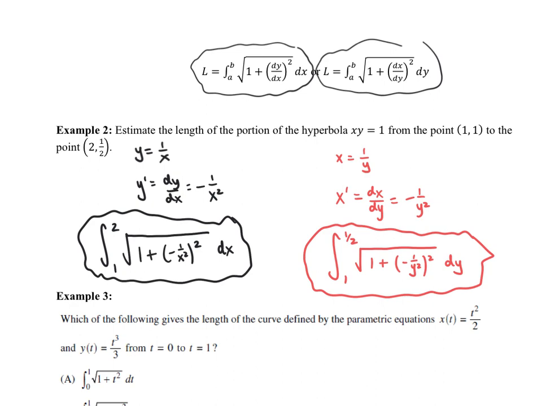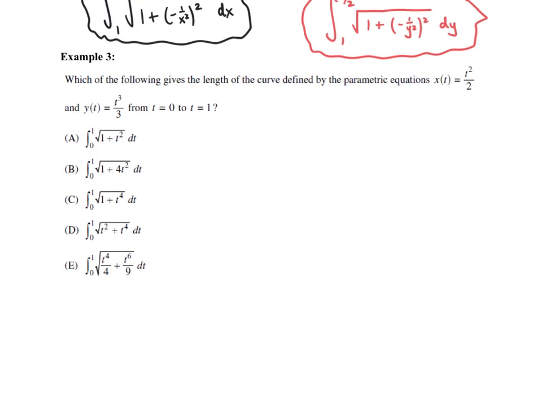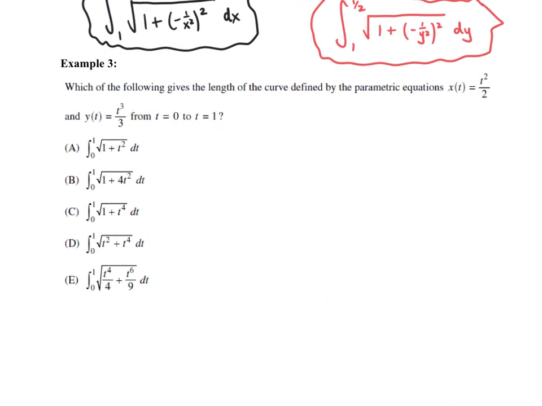Let's move on to example 3. So it says, which of the following gives the length of the curve? So that's the same thing. This little statement right here is the same thing as arc length, okay? All right, defined by the parametric equations, x of t and y of t from 0 to 1.